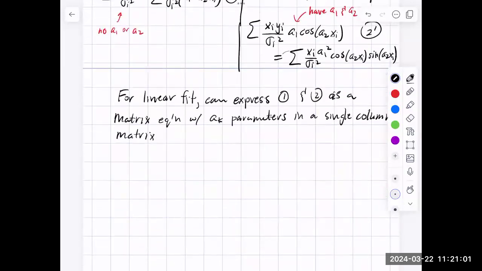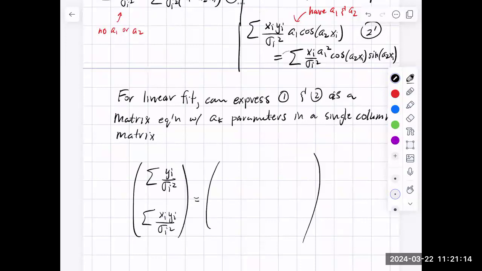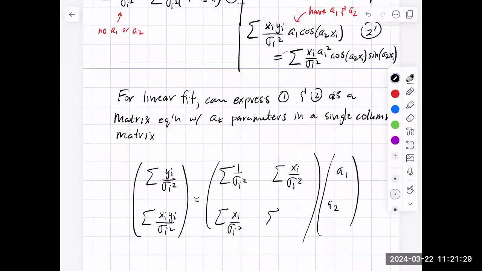It looked like: the sum of yi over sigma i squared, sum of xi yi over sigma i squared, and that was equal to a matrix over here, and then we had a1 and a2. And this was the sum of 1 over sigma i squared. This was xi over sigma i squared. This one was also xi over sigma i squared, and this was the sum of xi squared over sigma i squared.